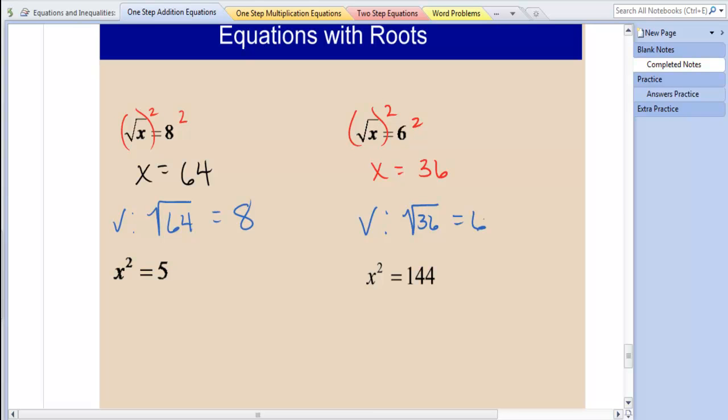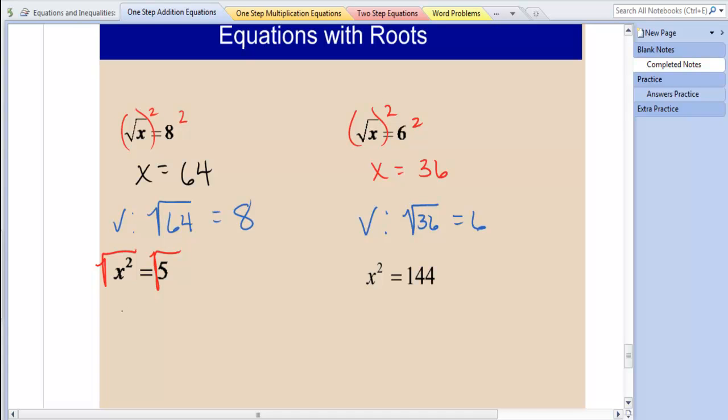So in the next problem, x squared equals 5, we would like to undo the square. So how do you undo a square? What's the inverse of squaring? Square rooting, right? So I'm going to take the square root of x squared. And if I take the square root of the left side, what do I have to do to the right side? The same thing, right? To keep the equation balanced. I always do the same thing to both sides.